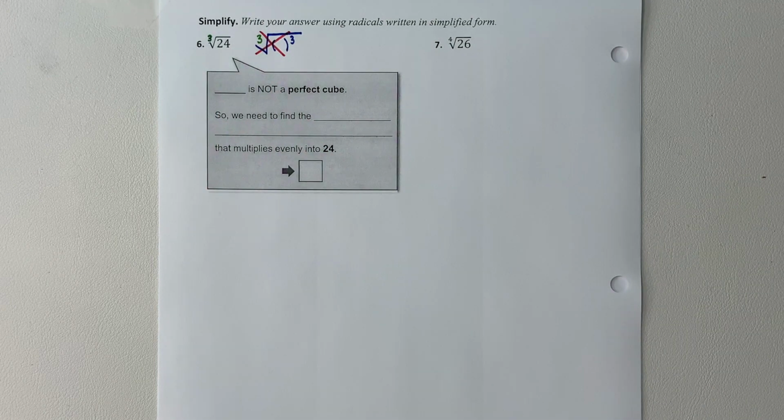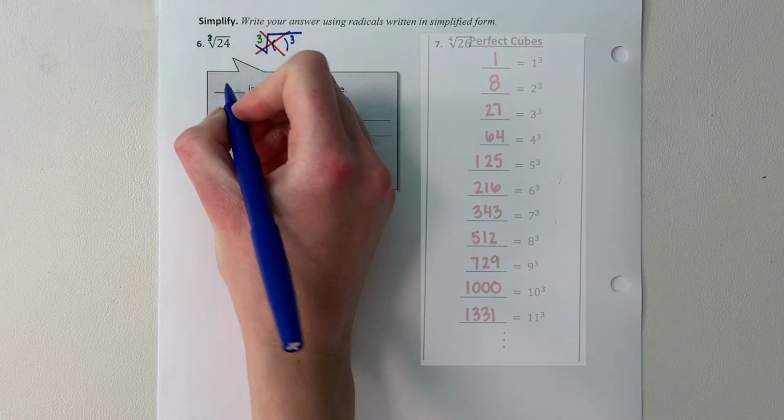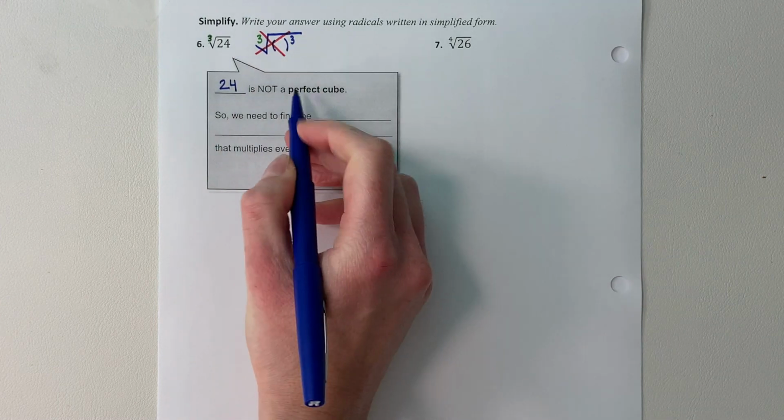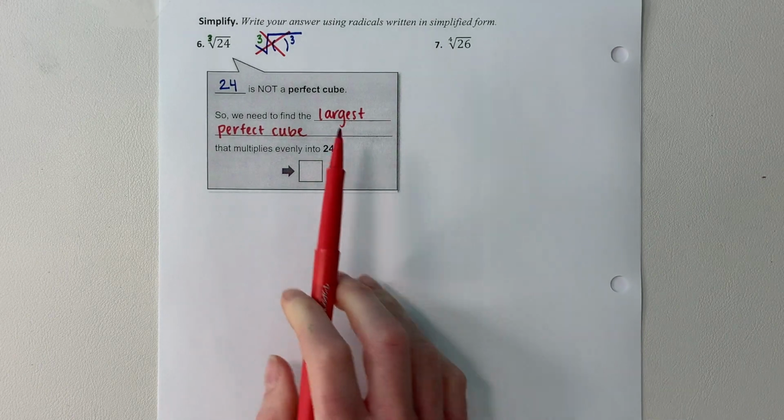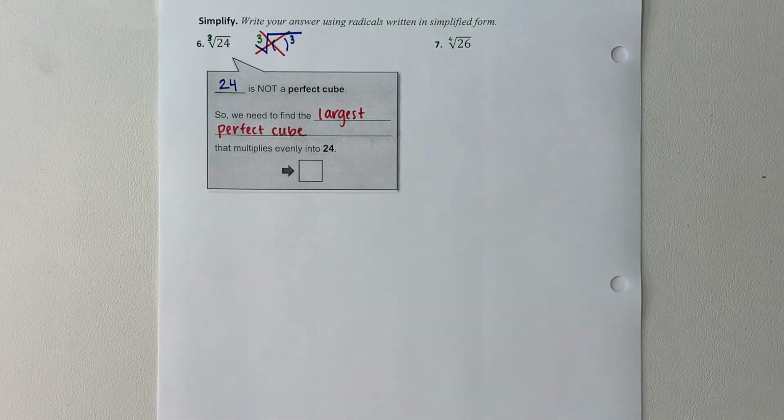You can see this in two ways. If you type the cubed root of 24 into your calculator, you'll get a decimal. Or if you look at our list of perfect cubes, you'll see that 24 is not on that list. So let's start by saying that 24 is not a perfect cube. We need to find the largest perfect cube that multiplies evenly into 24.